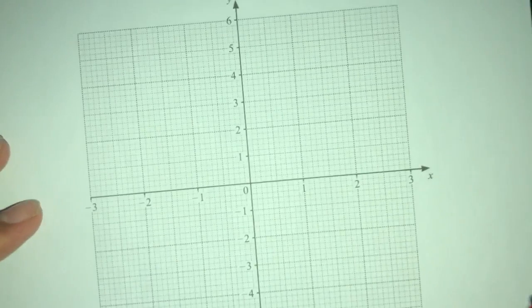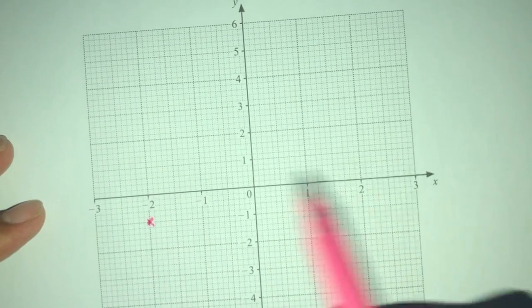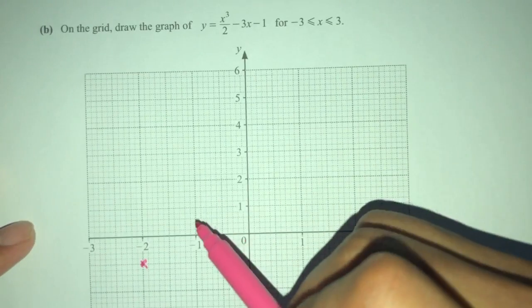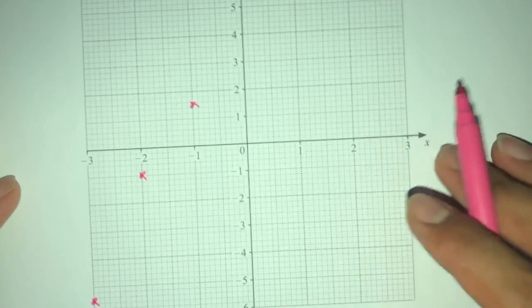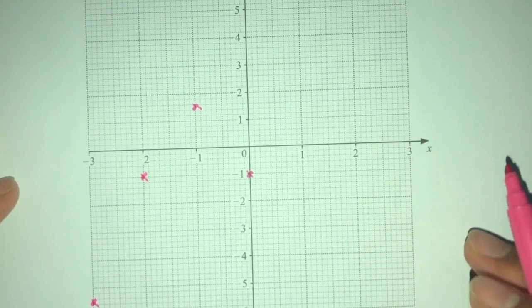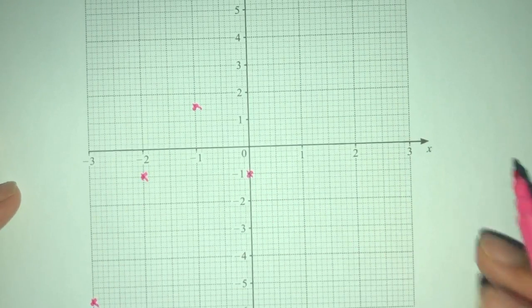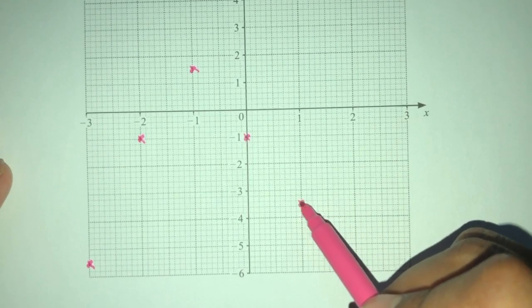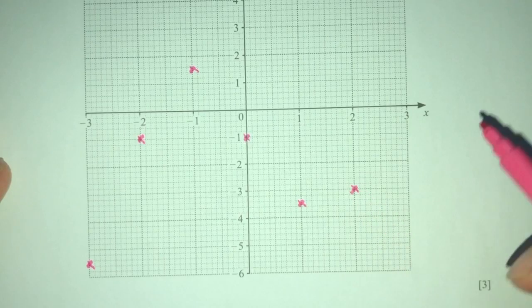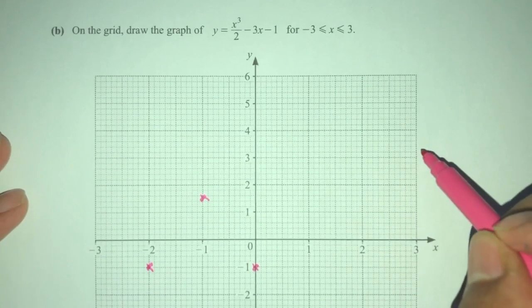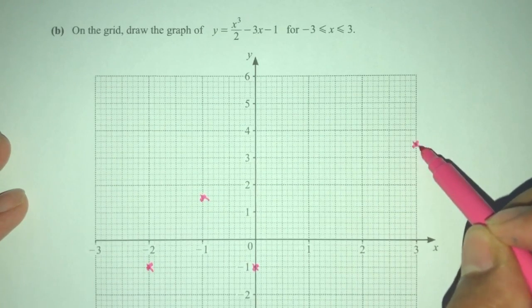Then we have minus 2, 1. Minus 2, 1 should be over here. Minus 1, 1.5. And then we have 0, minus 1. And then we have 1, minus 3.5. And then we have 2, minus 3. And then we have 3, 3.5, which should be right over on this spot.